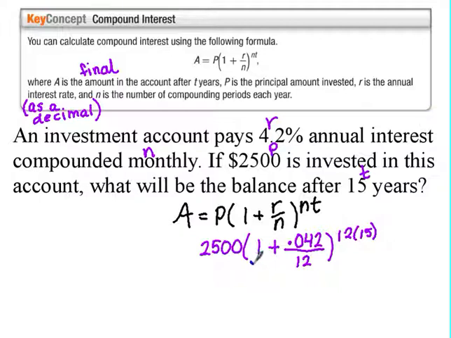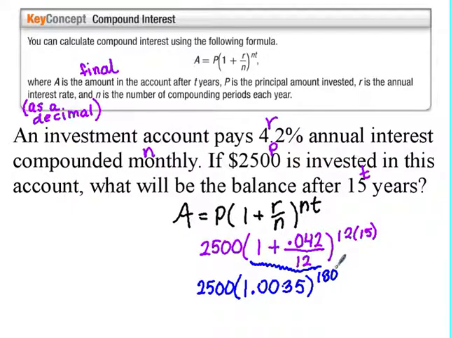So all I want you to do right now is do the parentheses. I want you to take 1 plus 0.042 divided by 12. You're going to get a decimal. It's probably going to be like 1 point and then about 4 decimal places. But I want you to go ahead and get that to 4 decimal places. 1 point what? 0035. Did somebody else get that? I did. Okay, now what I want you to do is take 12 times 15. 180.